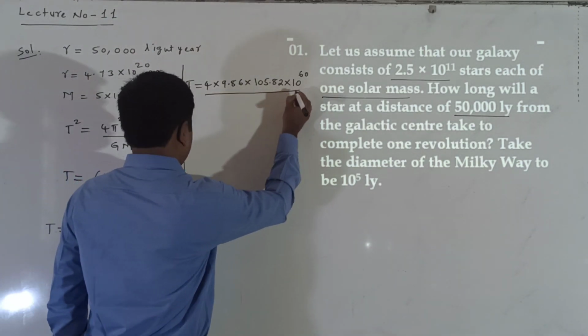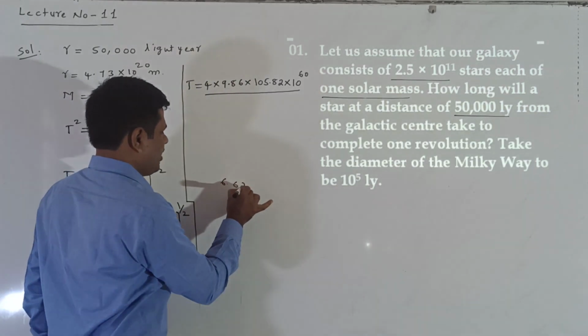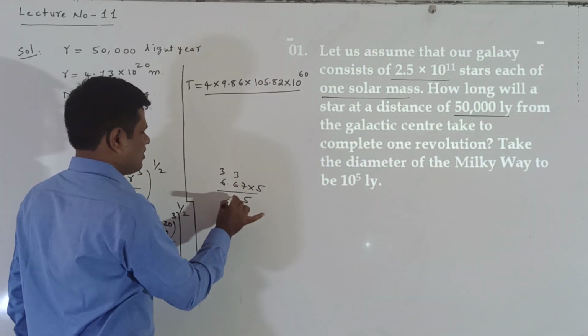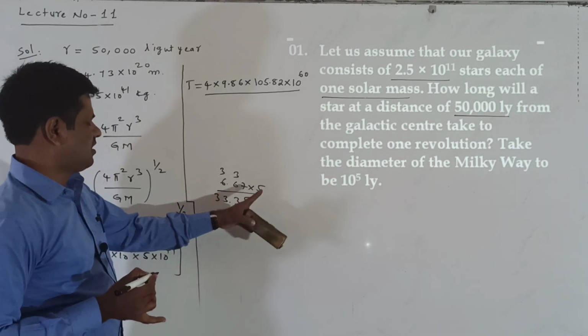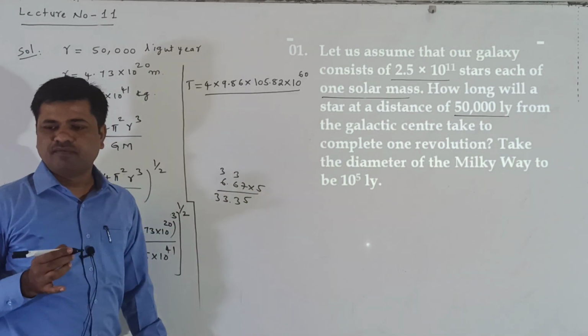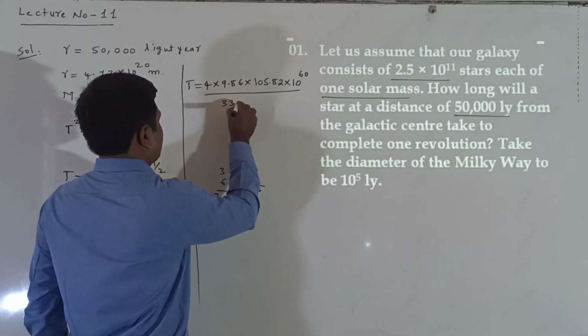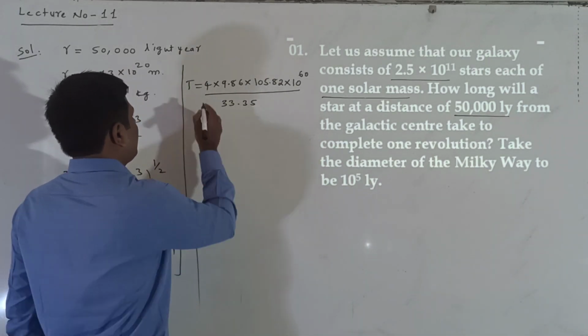Divided by 6.67 into 5. 6.67 into 5: 5 sevens are 35, 5 sixes are 30, 33. Means we are getting 33.35. This is 33.35, whole power of 1 by 2.